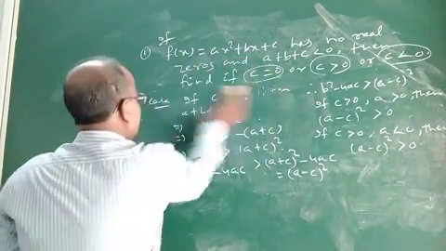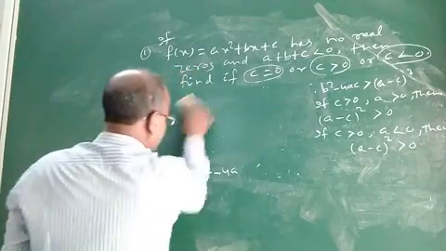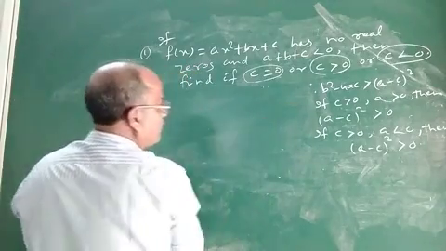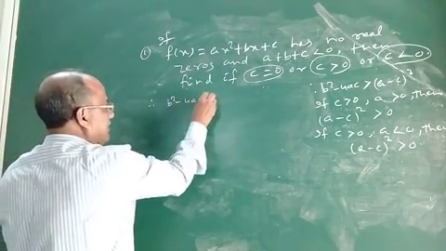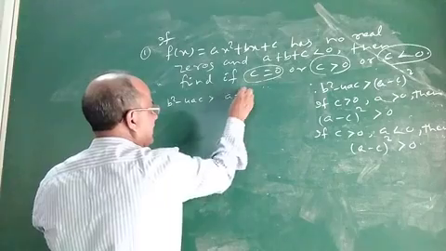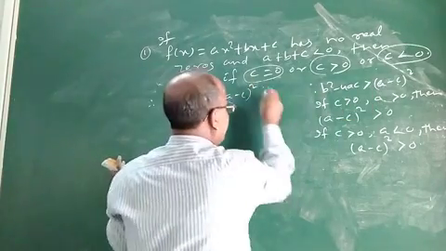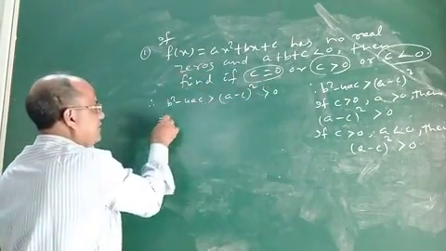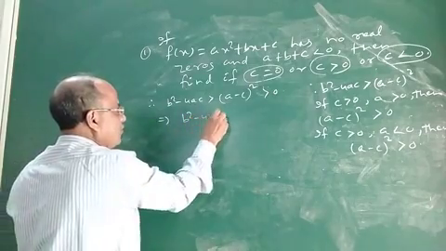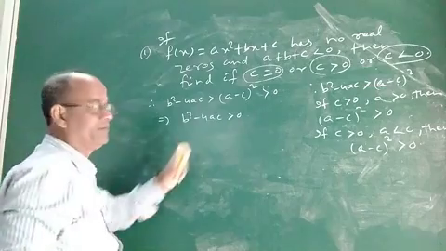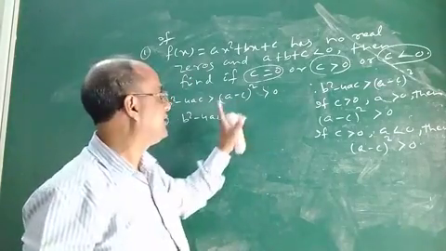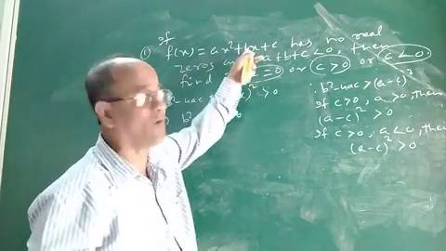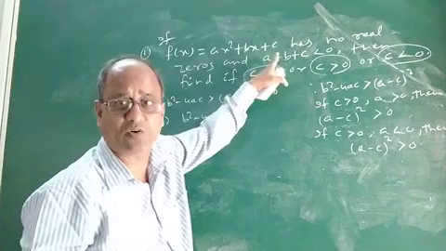Therefore, our conclusion will be: b square minus 4ac, which is greater than a minus c whole square, is greater than 0. That means b square minus 4ac is greater than 0. But how far is this true? It contradicts the given condition that the quadratic polynomial has no real zero.